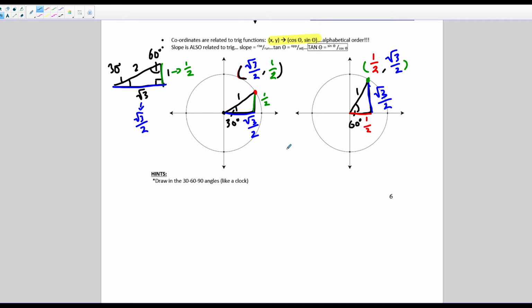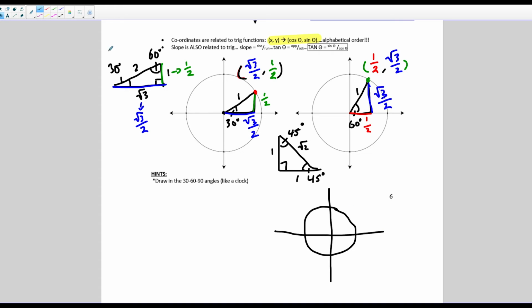And the last thing that we're going to do is the same exact thing with our 45, 45, 90 triangle. So our 45, 45 triangle looked like this. So we had 45, 45, and our two side lengths were 1 and 1, and our hypotenuse was square root 2. If I were to draw a circle here, this won't be pretty. So I'm going to draw that circle just like that. And we're going to have our 45-degree angle right here. So that's my 45-degree angle.